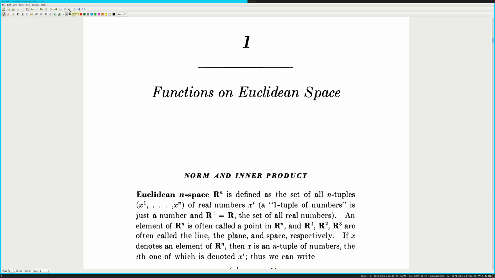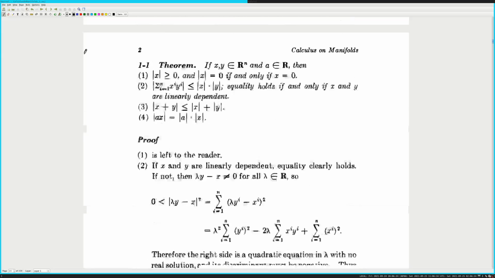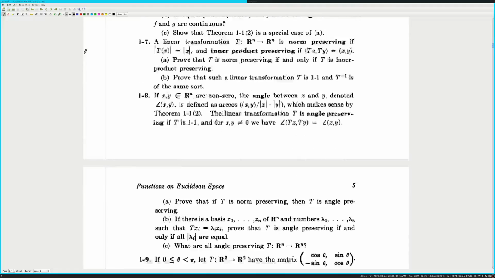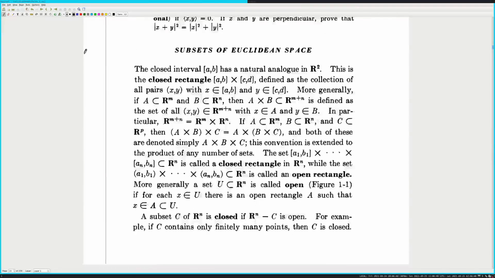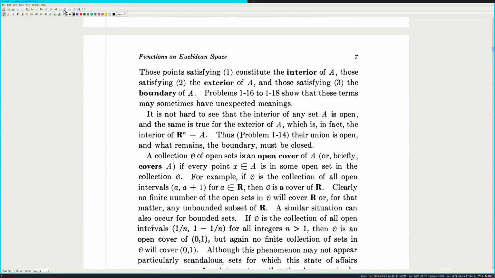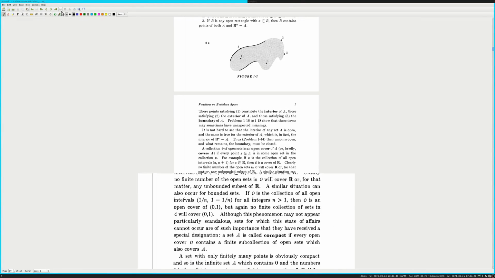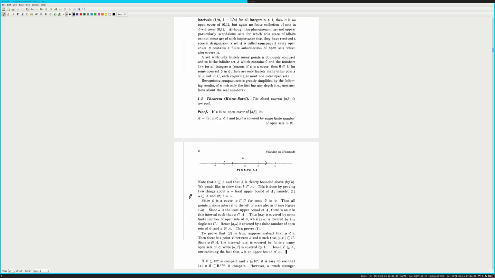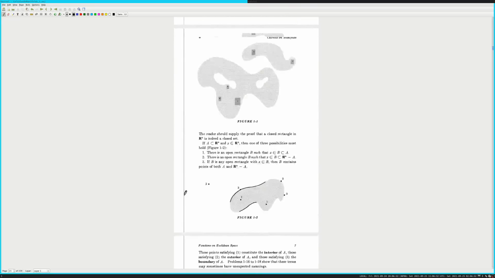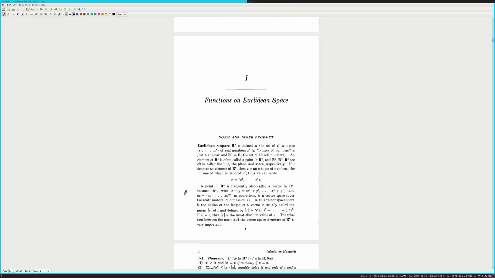Functions on Euclidean space, norm and inner product. Okay. How long is this? Ooh. Okay, this is very dense. Okay, let's just kind of... We might skip this. We'll see. Let me just kind of look. Okay, we're not going to read through this whole chapter because there's so much there.